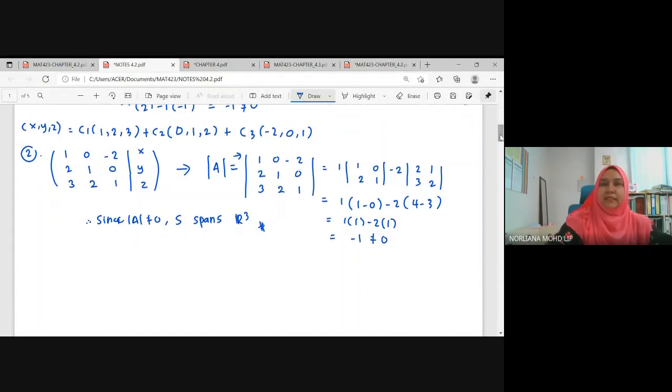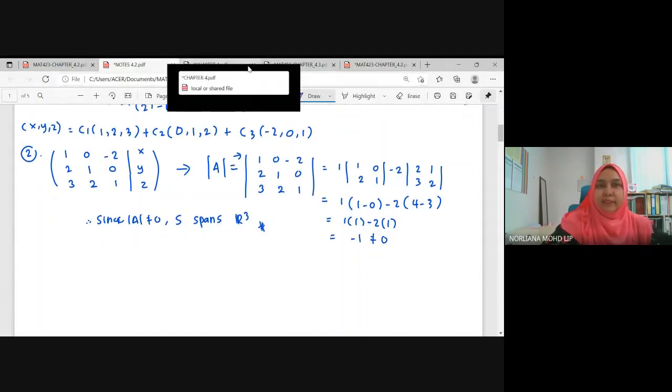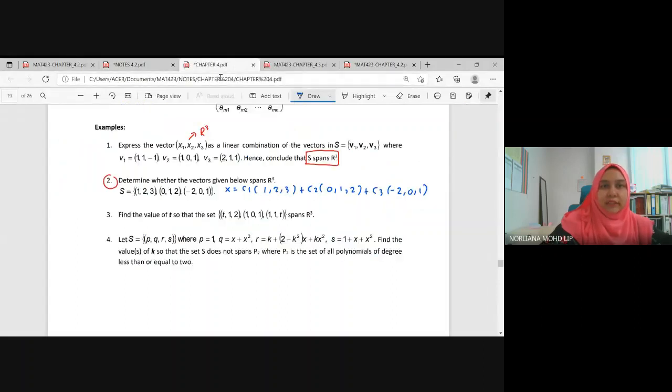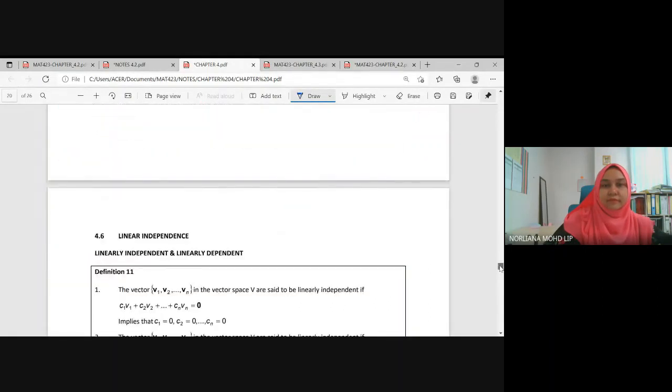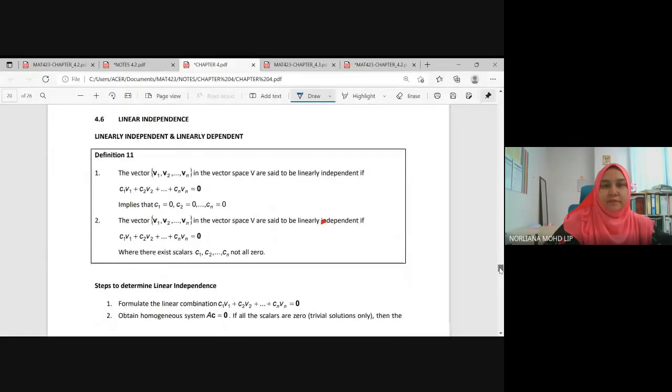Okay, boleh ni? Second example. Okay, third and fourth ni awak cuba sendiri, ni exercise. Try nantilah exercise. Ada soalan? Okay, next is linear independent.